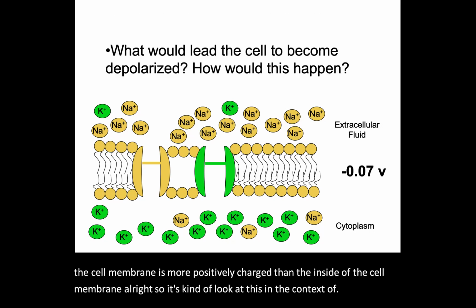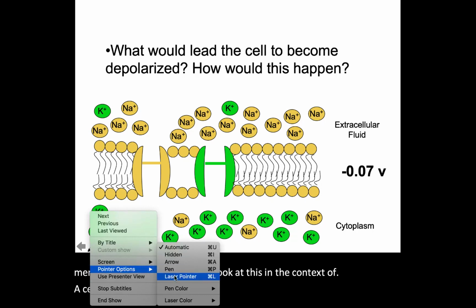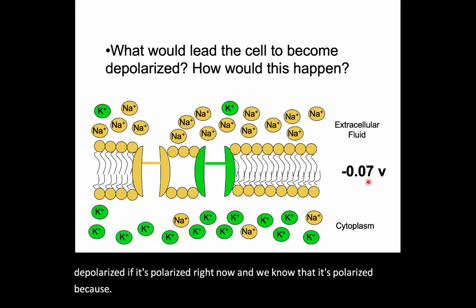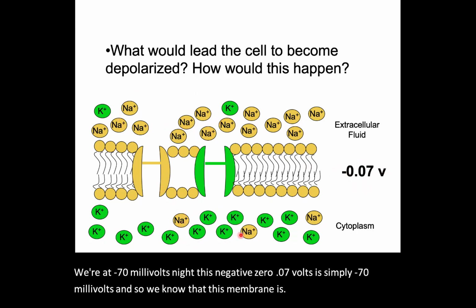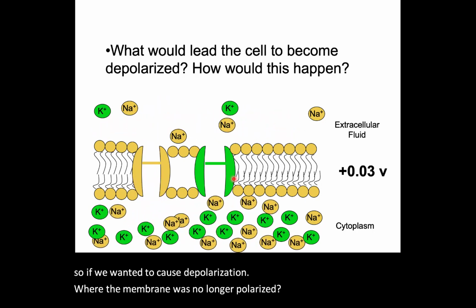All right? So what would lead this cell to become depolarized? If it's polarized right now, and we know that it's polarized because we're at negative 70 millivolts. Right? This negative 0.07 volts is simply negative 70 millivolts. And so we know that this membrane is charged. We have more sodium outside. We have fewer potassium inside. And so if we wanted to cause depolarization, where the membrane was no longer polarized, we would have to go ahead and move sodium into the cell.